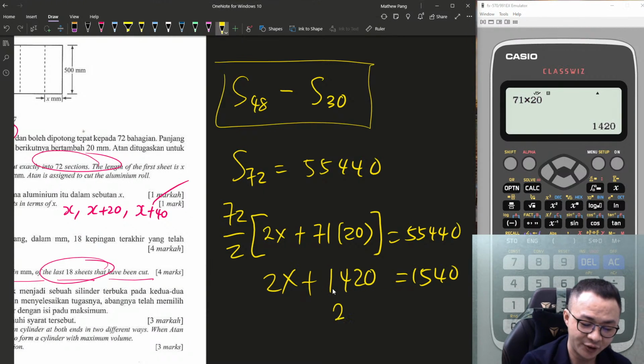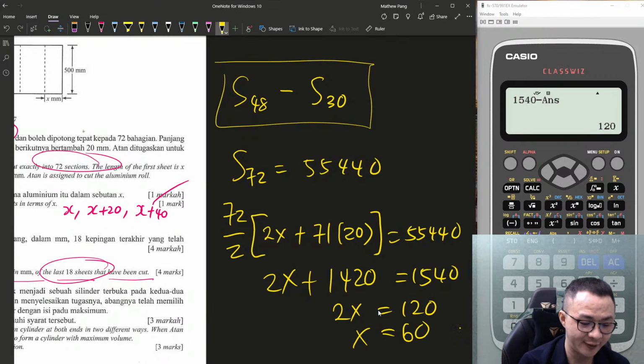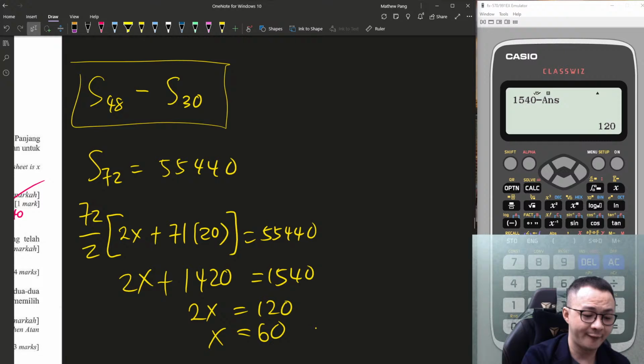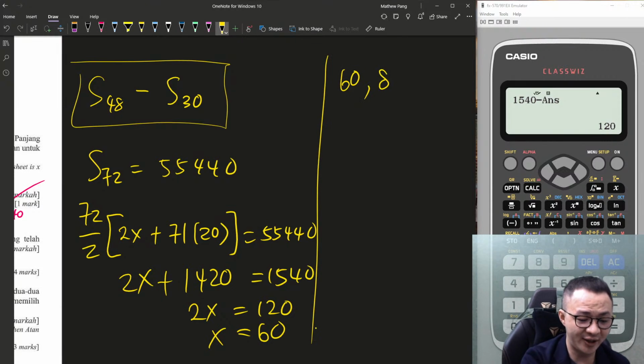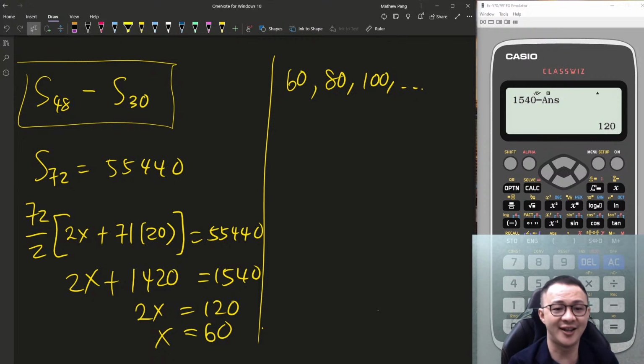1420. So 2x is 1540 minus the answer 120. So x is 60. So once I got that x is 60, I know the first is 60, then plus 20, I get 80, I get 100, and so on, right? This is my progression. So right now I want to do S48 minus S30.